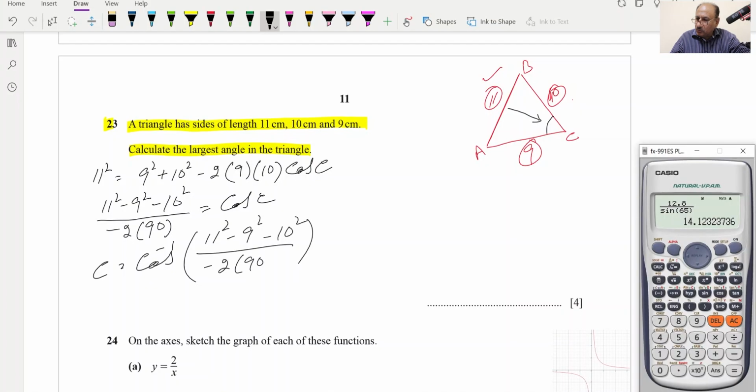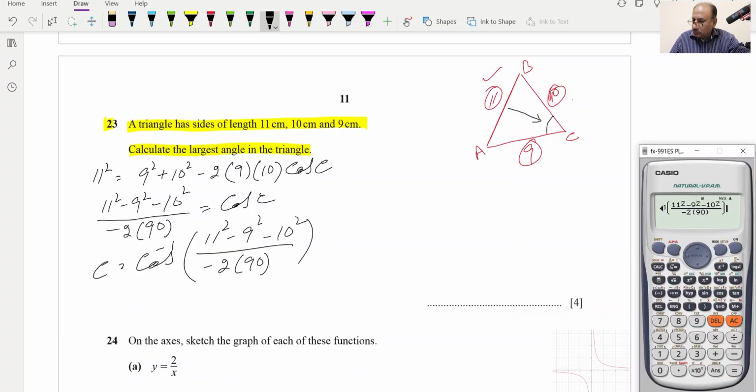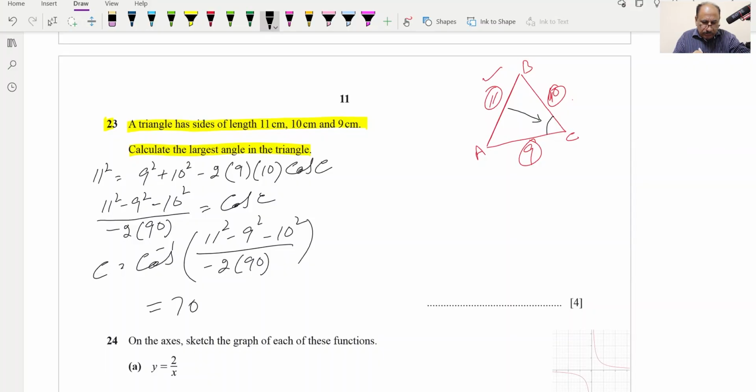Now we can calculate in one go, and this will be shift cos of a fraction: 11 squared minus 9 squared minus 10 squared over minus 2 into 90, and I have to put brackets over here, and the last bracket closes. This is equal to 70.528, or we can write 70.53. So this is equal to 70.53 degrees. So angle C is 70.53 degrees. This will be the biggest angle.